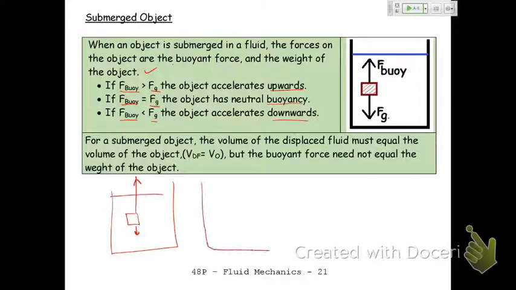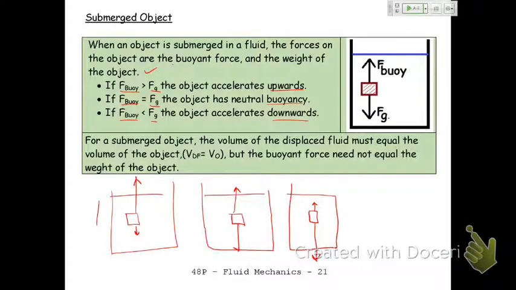It could be that, or it could be that. And in this case, it will move towards the surface. In this case, it will kind of stay where it is. In this case, it will sink, depending upon the circumstances. But in every case, the volume of displaced fluid is the same as the volume of the object because it is totally immersed.